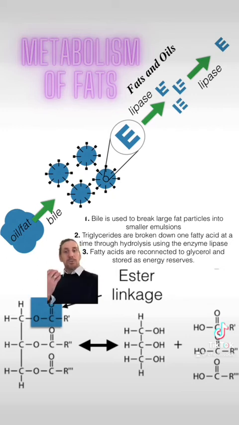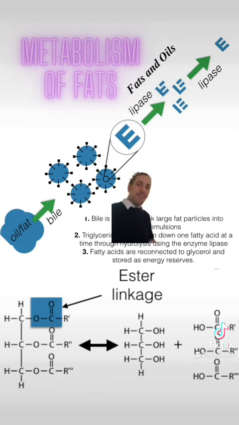The key chemical process here is a hydrolysis reaction, which is breaking the ester linkage in our triglyceride. The ratio is 1 triglyceride to 3 waters, and that will produce 1 glycerol and 3 fatty acids. And that, my friends, is how our bodies process fats and oils.